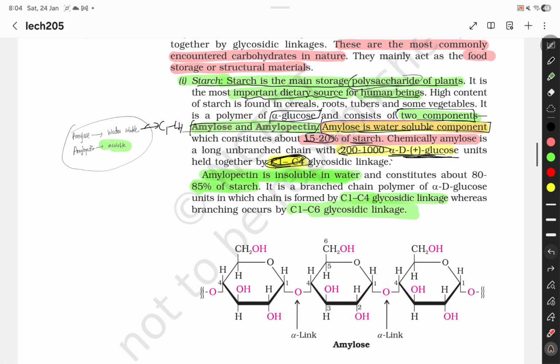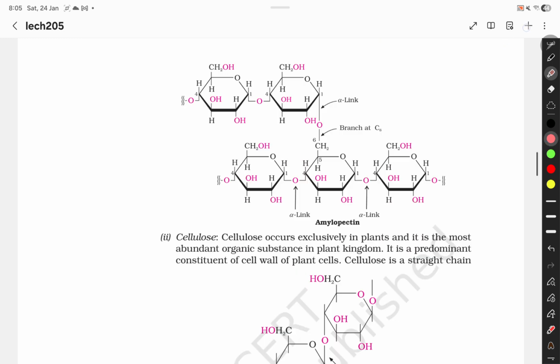Amylose, okay, we remember amylose is water soluble and amylopectin is water insoluble. Here is the branching chain. C1 C6 is for branching.